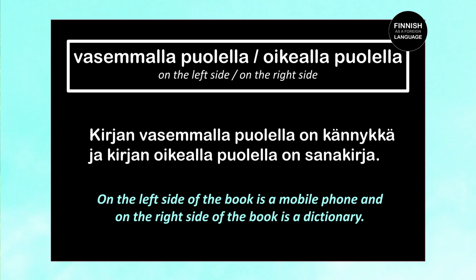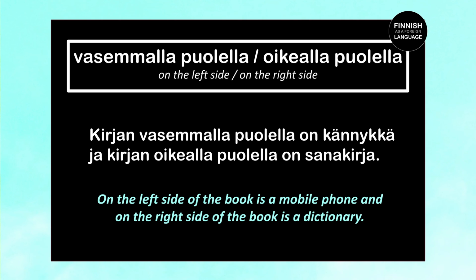Next one. Vasemmalla puolella means on the left side and oikealla puolella means on the right side. Here's one example. Kirjan vasemmalla puolella on kännykkä ja kirjan oikealla puolella on sanakirja. Means on the left side of the book is a mobile phone and on the right side of the book is a dictionary. So, kirjan is the genitive case of the word kirja, which means book, and it's standing here in the genitive case because it's followed by vasemmalla puolella, which is a postposition meaning on the left side.